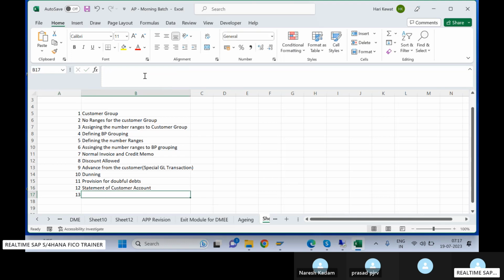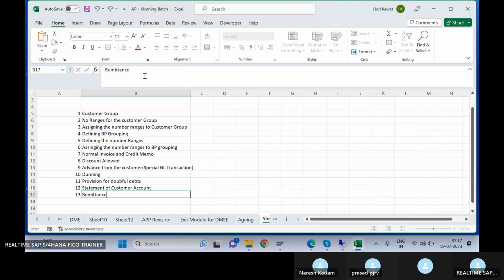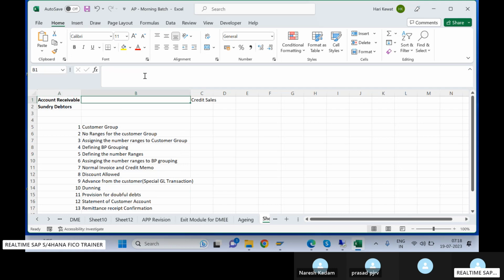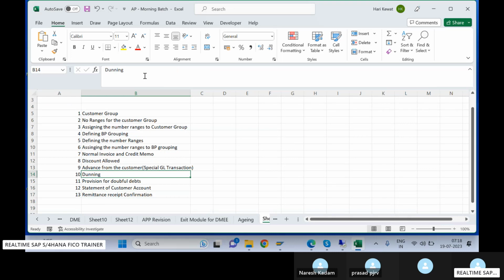Then remittance receipt confirmation, which some companies will follow. Once the customer has paid the money, you have to send them confirmation that you have received the money. So this is the statement of account and remittance advice. This much you have to learn in AR, at least the minimum you have to finish.